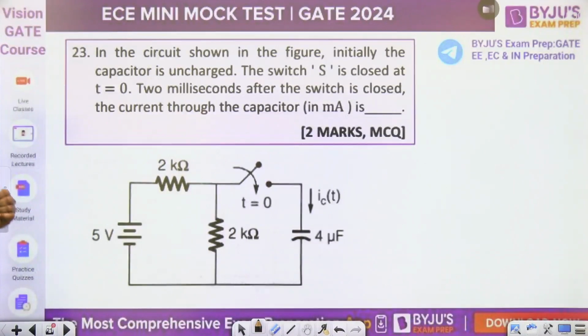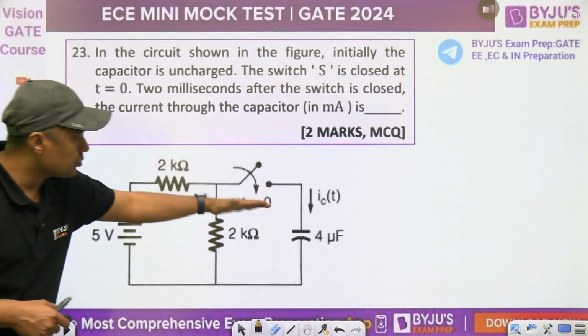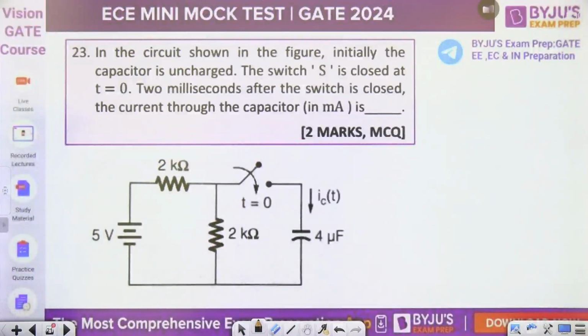This is a question from transient. In the circuit shown in the figure, initially the capacitor is uncharged. The switch S is closed at t equal to 0. Uncharged means there is no voltage across the capacitor. You can close the switch. After 2 milliseconds, that is 2 milliseconds after the switch is closed, the current through the capacitor is.